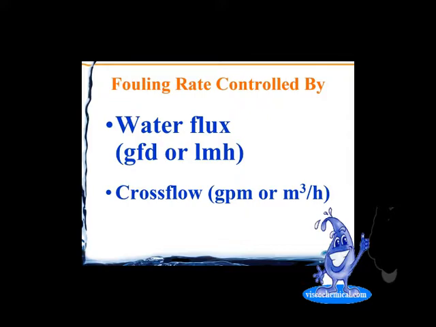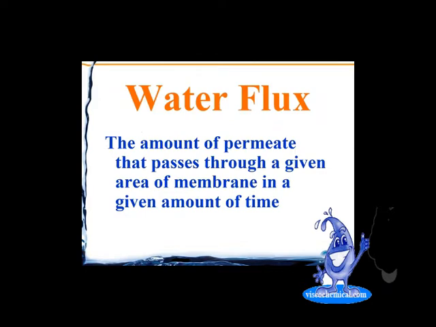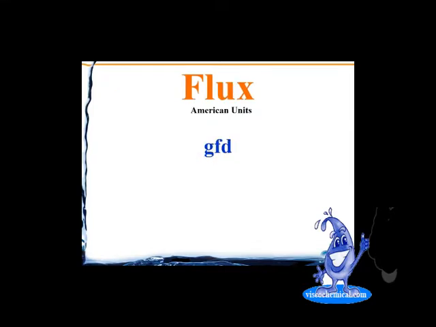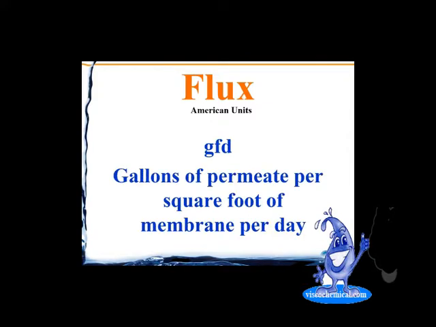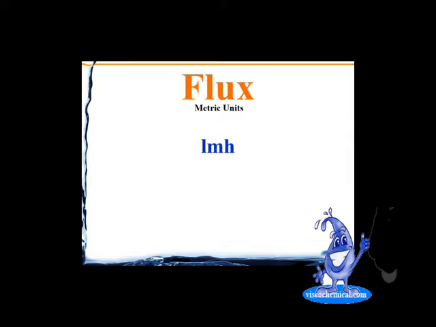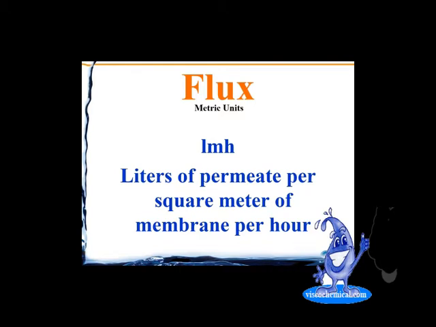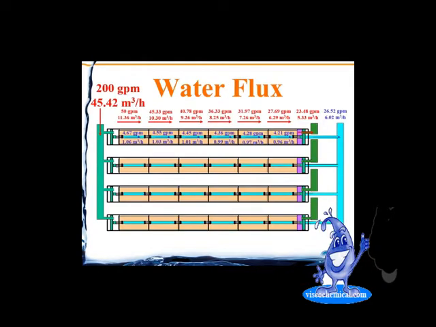So number one is going to be water flux. Water flux is the amount of permeate that passes through a given area of membrane in a given amount of time. In American units, we use GFD, gallons of permeate per square foot of membrane per day. So the higher the GFD, the higher the fouling rate. In metric units, we use LMH, liters of permeate per square meter of membrane per hour. Again, if the LMH is higher, the fouling rate will be higher.